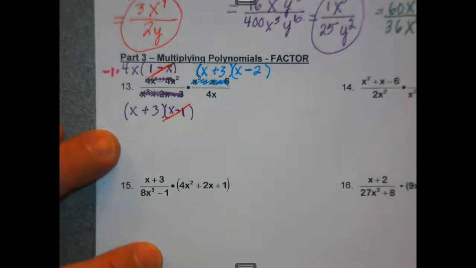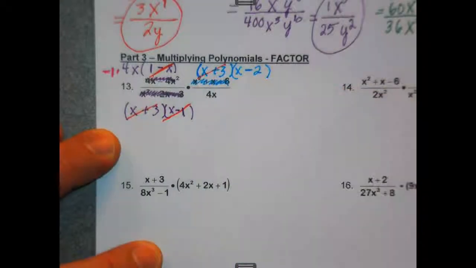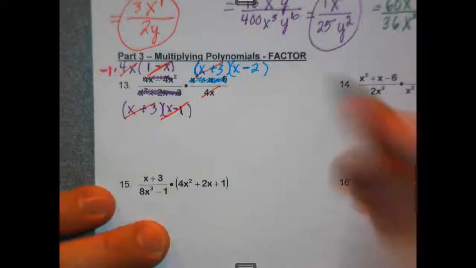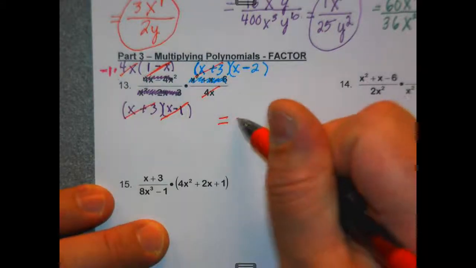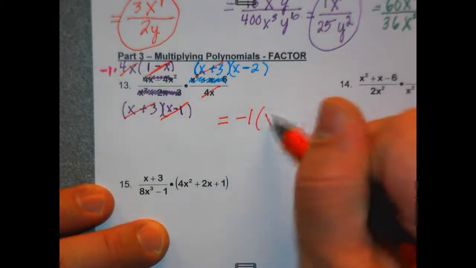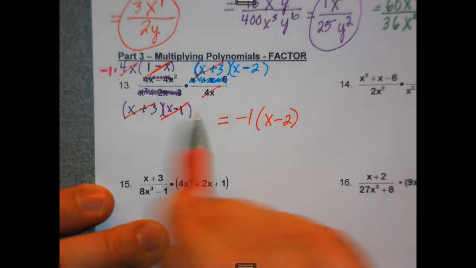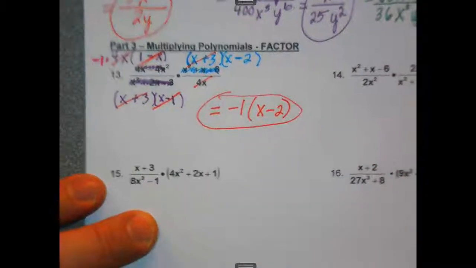What else could I take out? X plus 3 I can cancel out. And 4x. Okay, so I'm left with negative 1 times x minus 2. And I canceled out the bottom, so that's just over 1. That's it. I'm done.